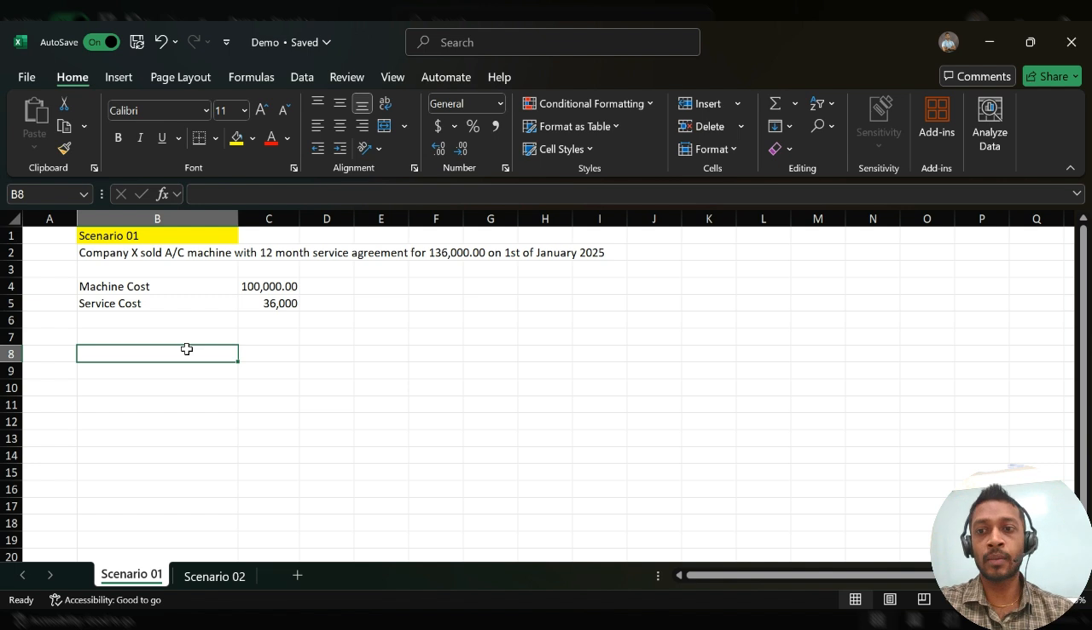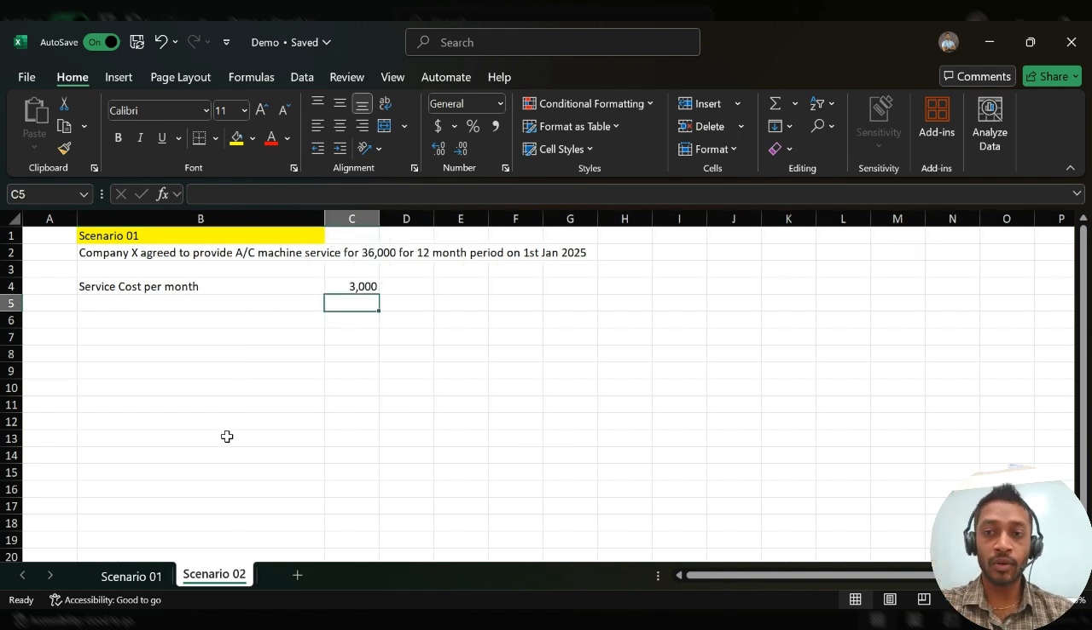I have two examples. One example relates to a scenario where we are selling an item with services, and scenario two is where we are purely selling services. So let's go to scenario one.